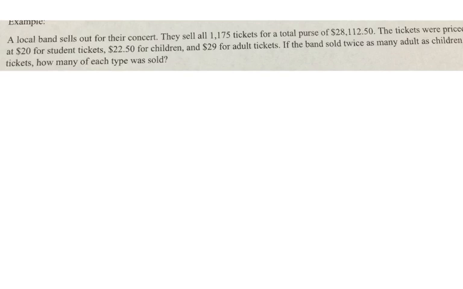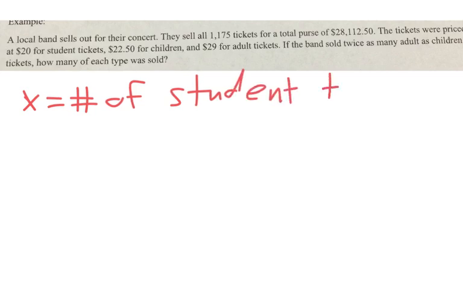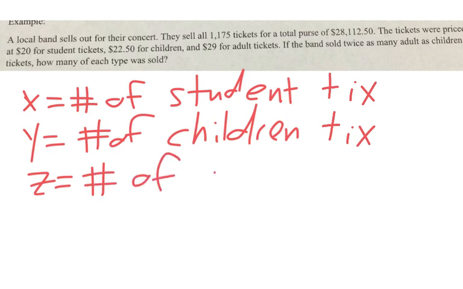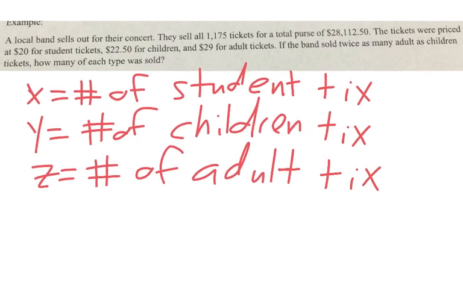So in this case, how many different variables are there? That's what I always do first. 3. And what are the 3 variables? Student, adult, child. So we're talking about the number of student tickets. I'm going to let that be X. I'm going to let Y be the number of children tickets. And I'm going to let Z be equal to the number of adult tickets. So because I have 3 variables, I need at least 3 equations in order to solve the system.